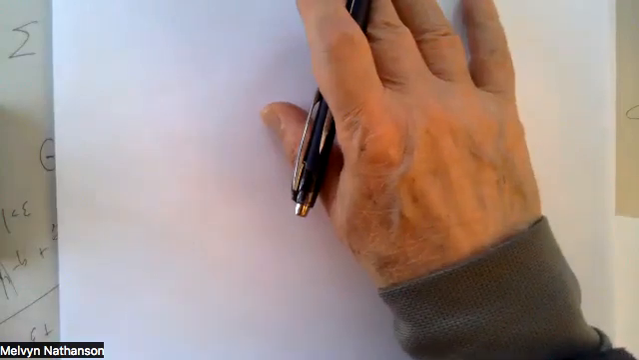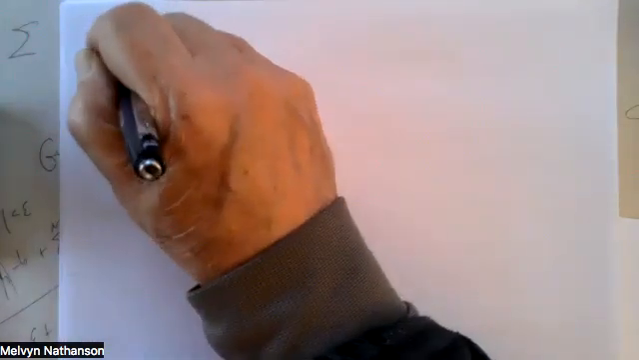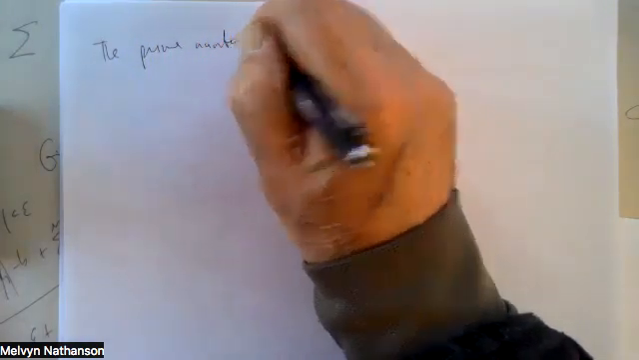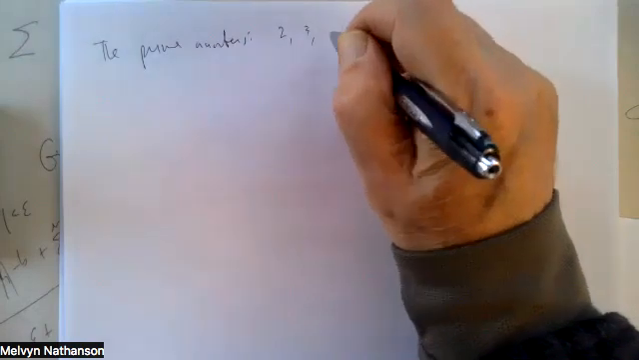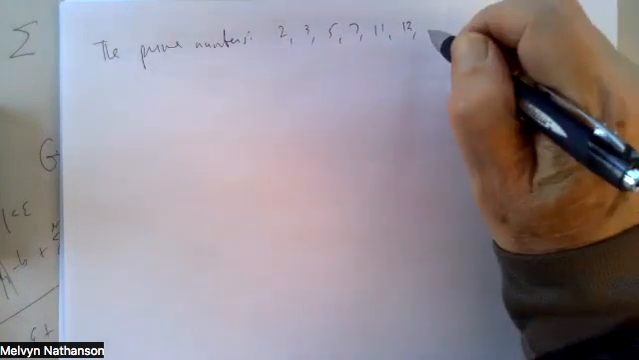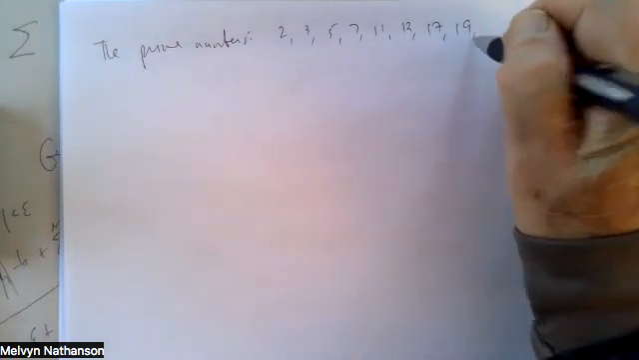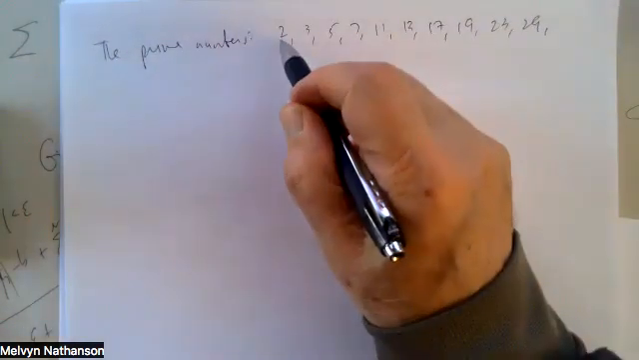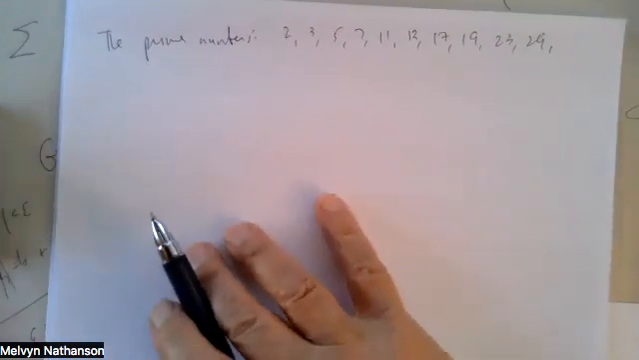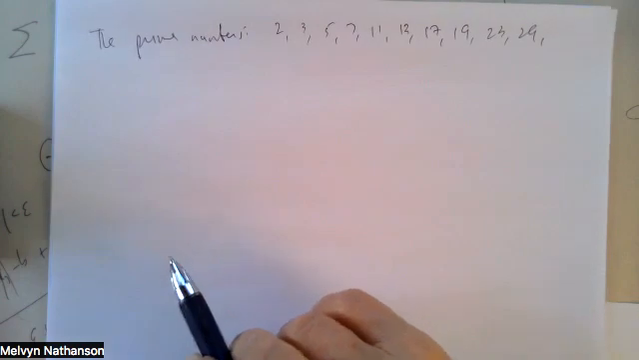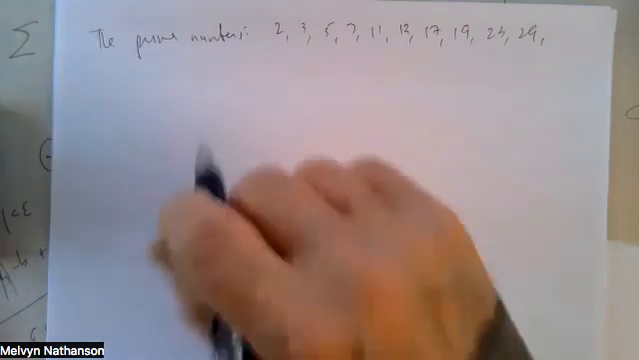And what are the first prime numbers? 2, 3, 5, 7, 11, 13, 17, 19, 23. You'll notice after 2, every prime number has to be odd because every even number bigger than 2 is divisible by 2. So if we're looking for prime numbers, we only need to look for the odd ones.